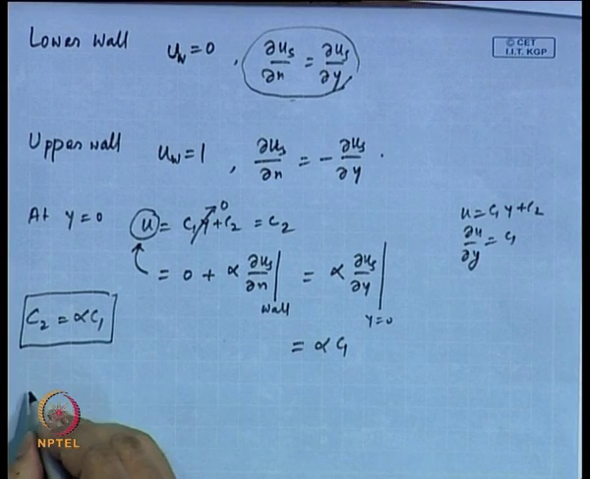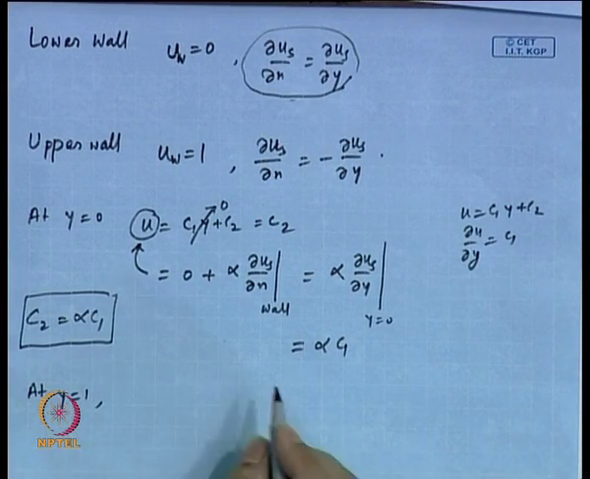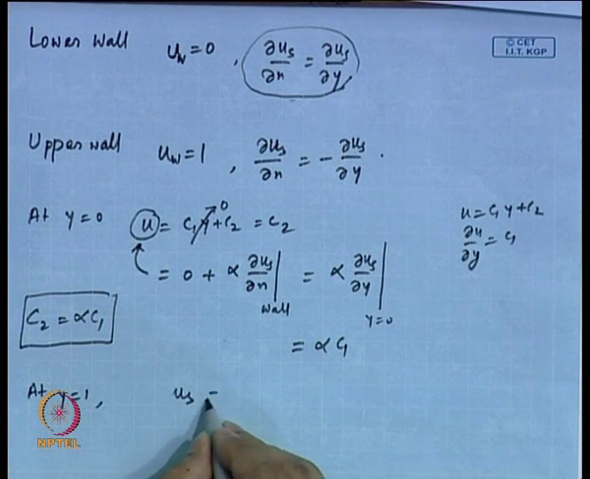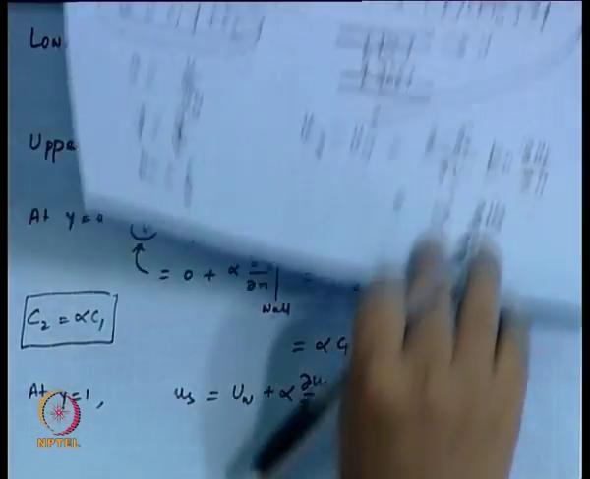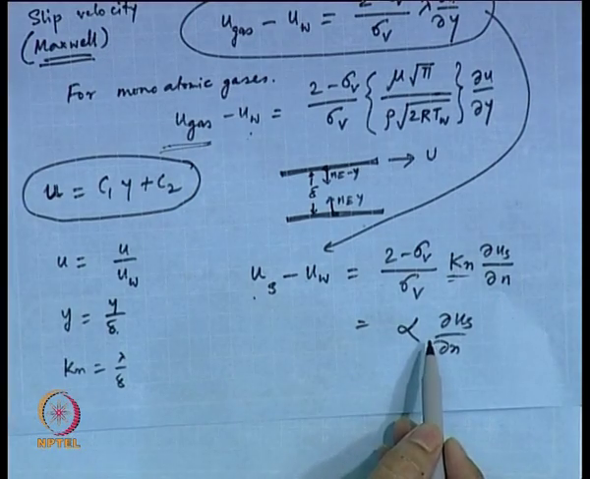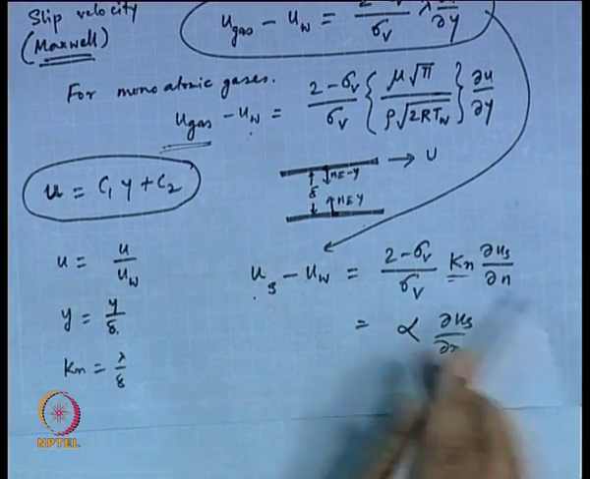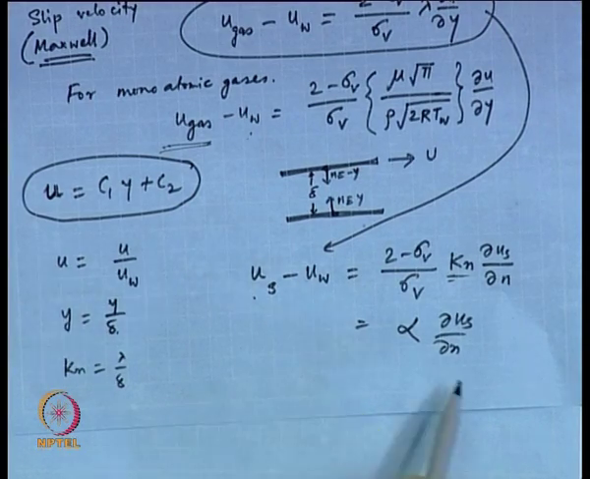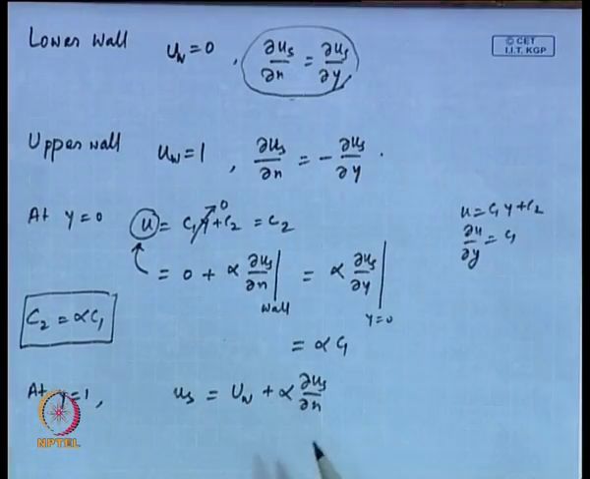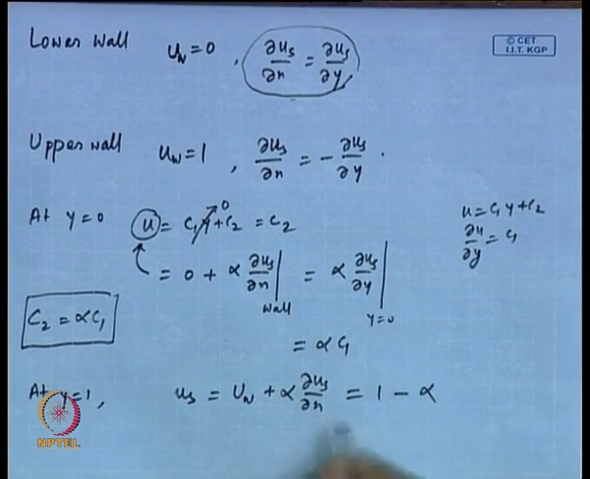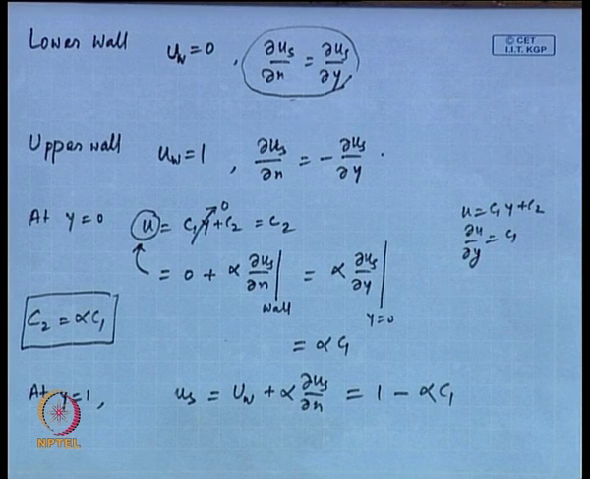What is the other one? The other one is that at y equal to 1, you have u_s equal to u_w plus alpha ∂u_s/∂n. Same thing we are doing, like last time, using that same expression, u_w goes to the right hand side. Now, the only difference is that here u_w is equal to 1 at the upper plate at y equal to h, and number 2, for ∂u_s/∂n and ∂u_s/∂y there is a change in sign. These are the two things we need to remember. So here you will end up with 1 minus alpha C1, right.